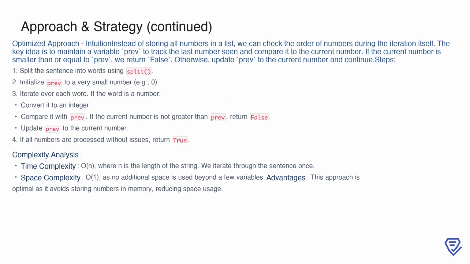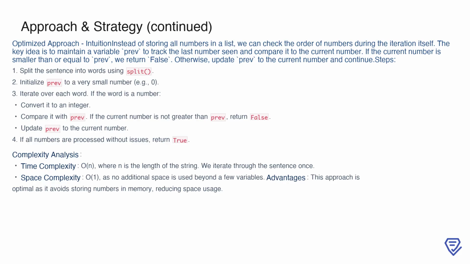Now, we can optimize this solution further by eliminating the need to store all numbers in a list. Instead of keeping track of every number, we maintain just one variable, previous, to store the most recently seen number. As we iterate through the words, whenever we encounter a number, we compare it directly with previous. If the current number is not strictly greater than previous, we immediately return false. Otherwise, we update previous to the current number and continue processing. This way, we only keep one piece of state at a time.